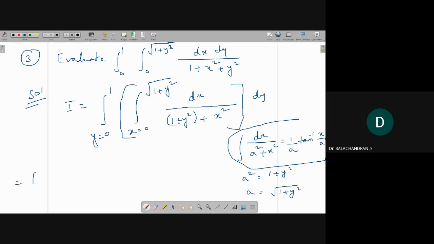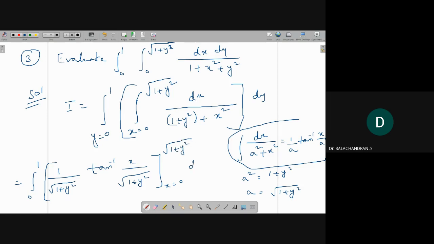So this integration is equal to integral y equal to 0 to 1, 1 by a, where a is root of 1 plus y square, tan inverse of x by a, and a is again root of 1 plus y square. The limit applies including this a. Students sometimes leave this 1 by a and only substitute for the tan inverse part, so that is wrong. So x is equal to 0 to root of 1 plus y square, into dy. Now I need to substitute the limits.